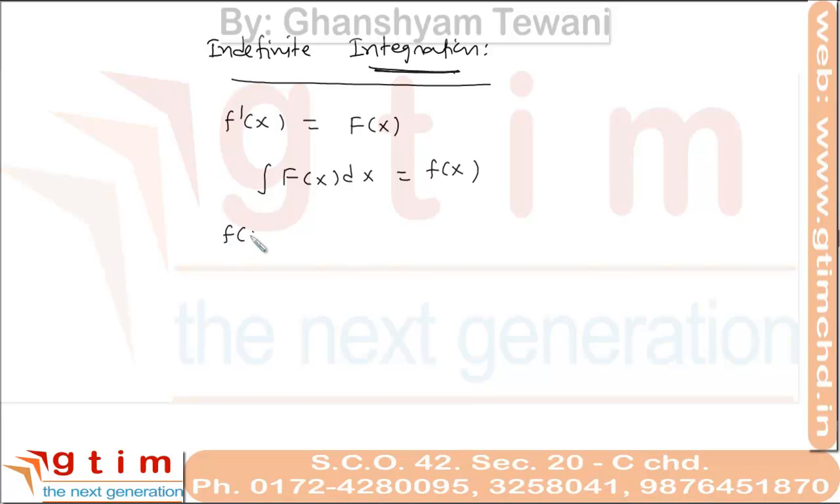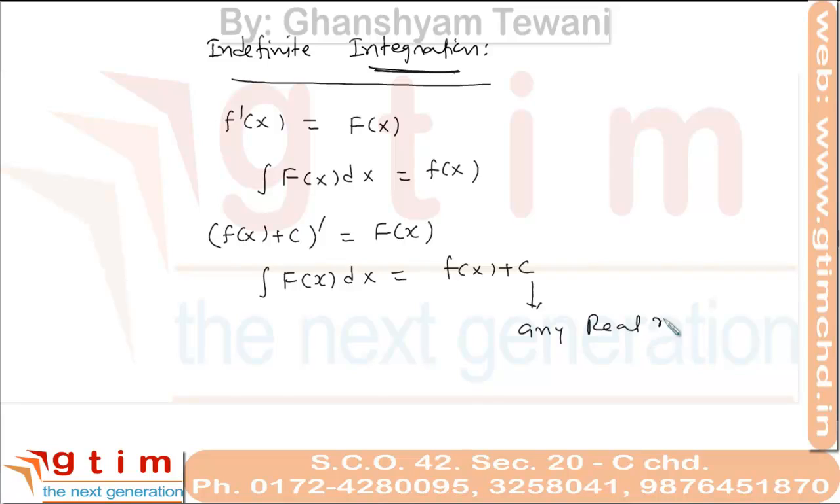Also we know that if the function fx plus c is differentiated, then the derivative of the constant is zero. Then if this derivative is capital Fx, we write the integration of capital Fx is small fx plus c. Here c is any real number. Since this c is not fixed, that's why we call this integration indefinite integration.